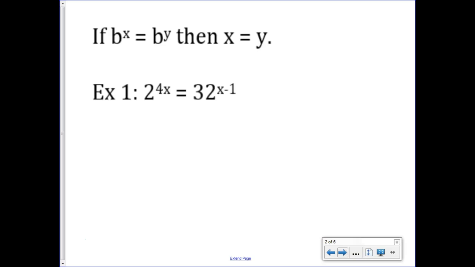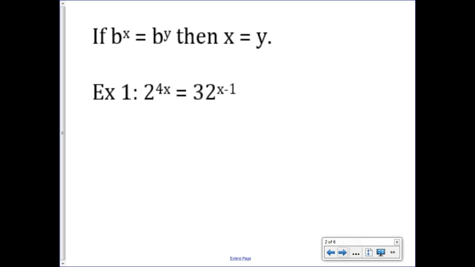So if b to the x equals b to the y, then x equals y. The key here is that those b's are the same. We have the same bases, and when we have the same bases, we can just cancel them out and set the exponents equal to each other. So right now I have a base of 2 and a base of 32. Not the same, but we need to come up with something that would make them the same.